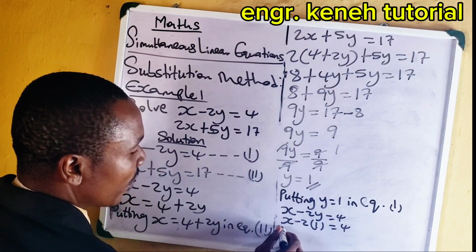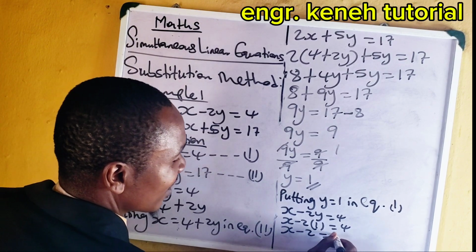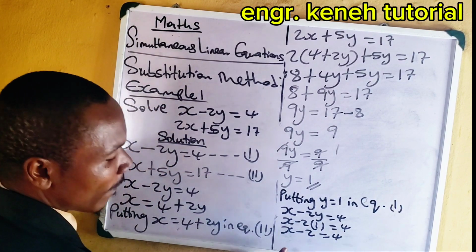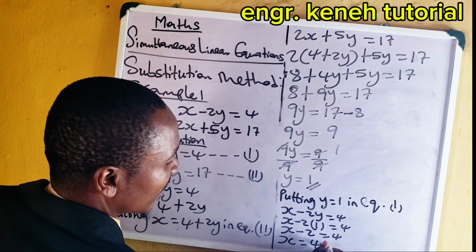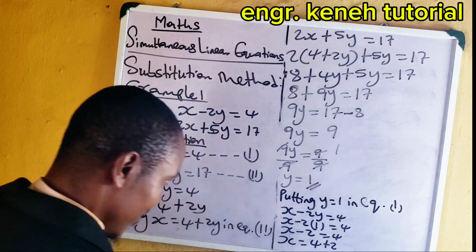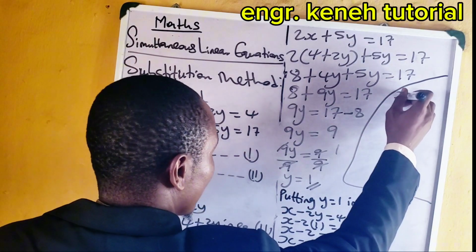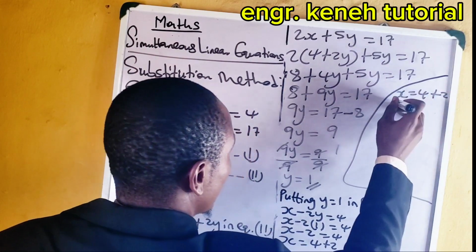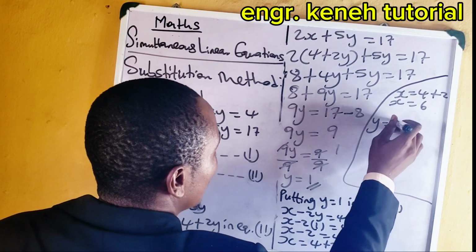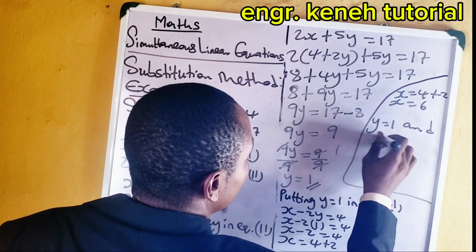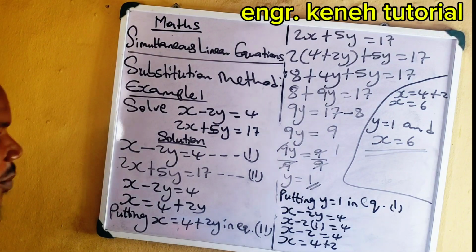So we have this. Opening this bracket, minus 2 times 1 gives us minus 2. Can you see that? All right, if this crosses over, it will become plus. So we have 4 plus 2 like this. Let me continue over here. I have x equals 4 plus 2. 4 plus 2 gives me 6. So here it means that y equals 1 and x equals 6. Can you see that? So that is how it can be solved.